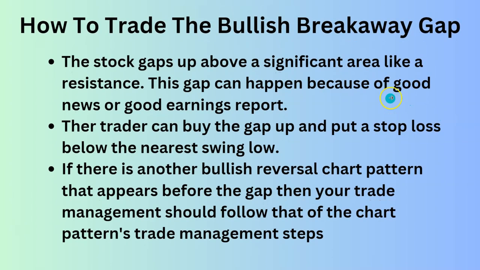Now, how do you trade the bullish breakaway gap? The stock gaps up above a significant area, like a resistance, and this can happen because of good news or a good earnings report. Then the trader can buy the gap up and put a stop loss below the nearest swing low. If there's another bullish reversal chart pattern, like a triangle, ascending triangle, or double bottom, that appears before the gap, then your trade management should follow that chart pattern's trade management steps.